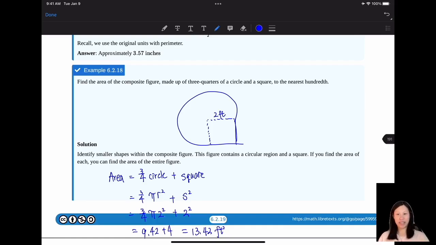So that's it for this video. We talked about the area of a circle, the circumference of a circle, and how to find the area and circumference of these special composite figures. I'll see you next time.